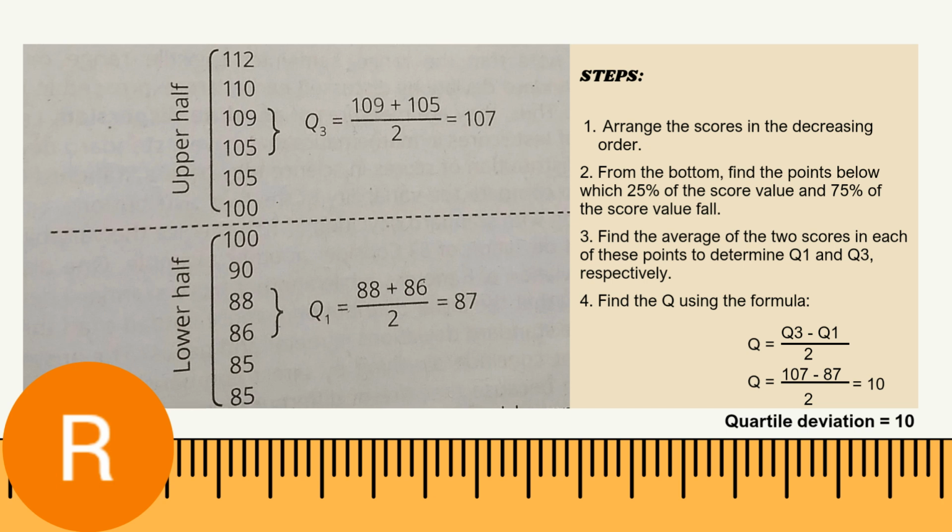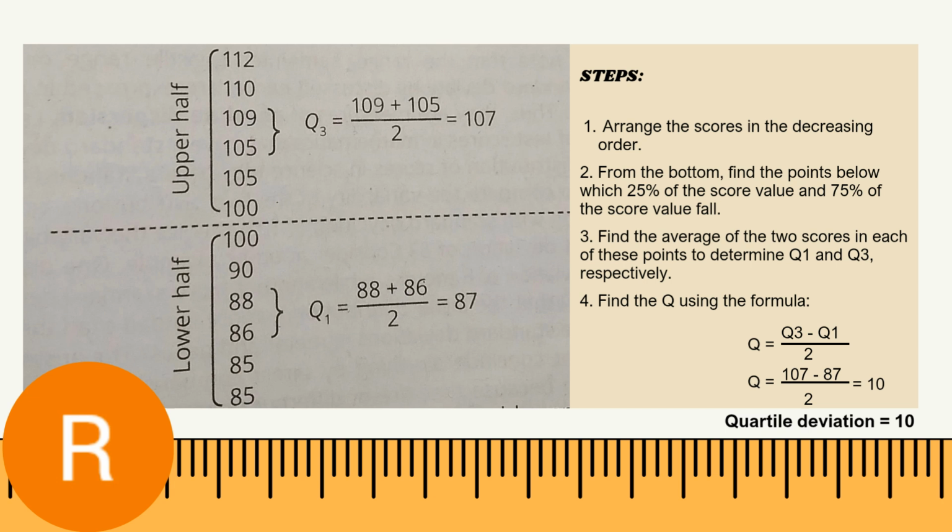Second, from the bottom, find the points below which 25% of the score values and 75% of the score values fall. Third, find the average of the two scores in each of these points to determine quartile 1 and quartile 3 respectively. So to determine quartile 1 and quartile 3, we need to find the average of the two scores from the lower half and the upper half.